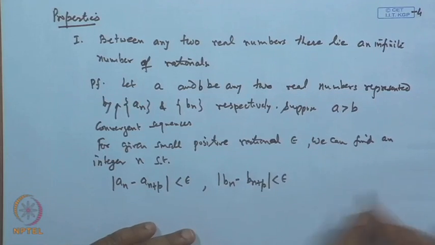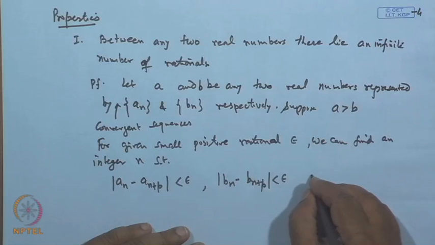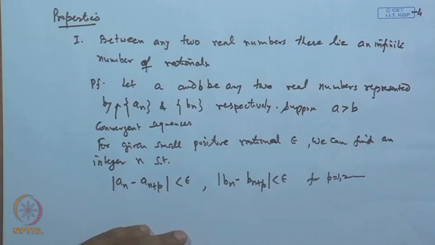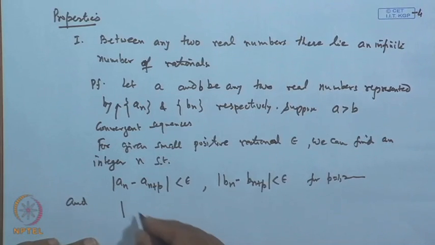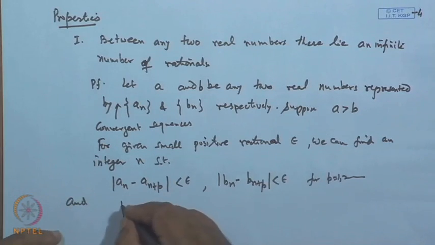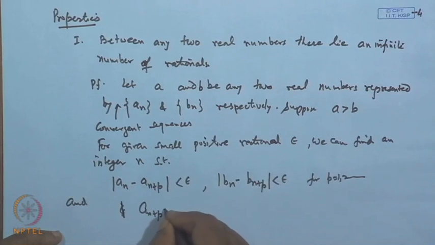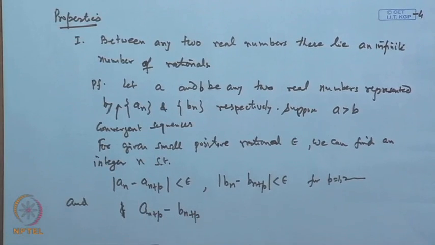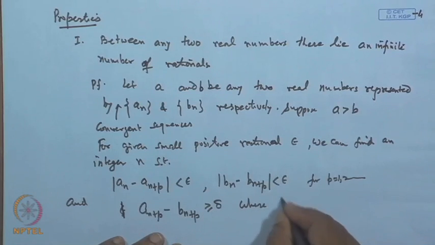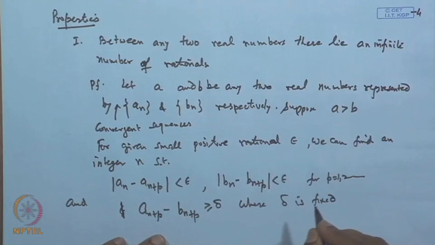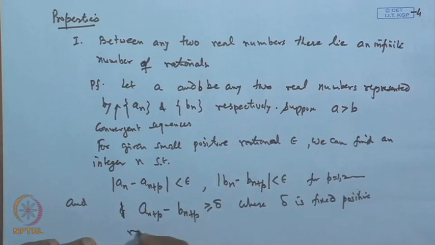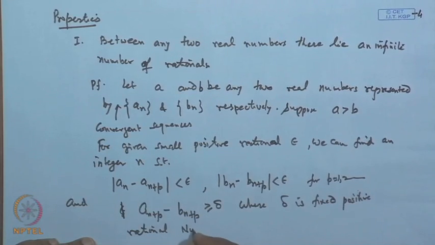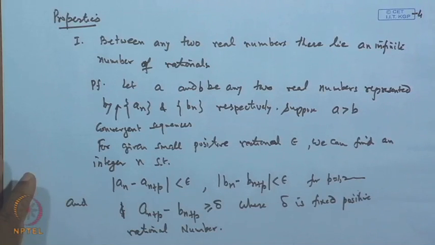and for p equal to 1 to 3, mod of a_(n+p) minus b_(n+p), because a is greater than b, this difference is greater than or equal to some positive number delta, where delta is a fixed positive rational number. Fixed positive rational number. Okay.